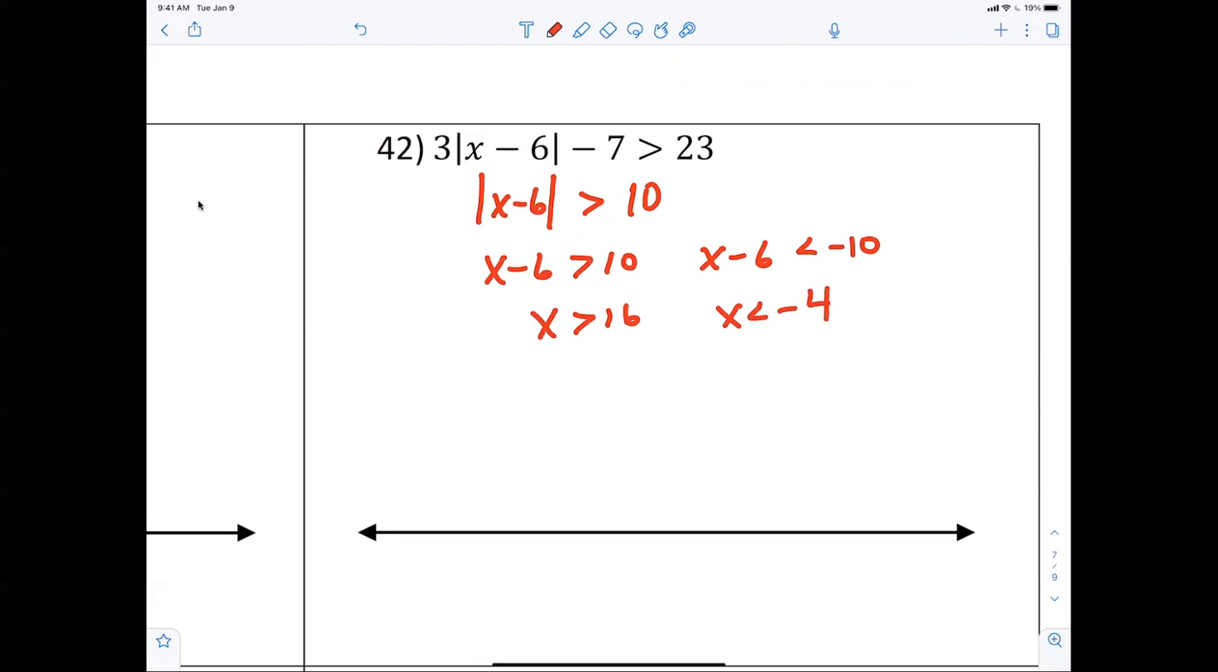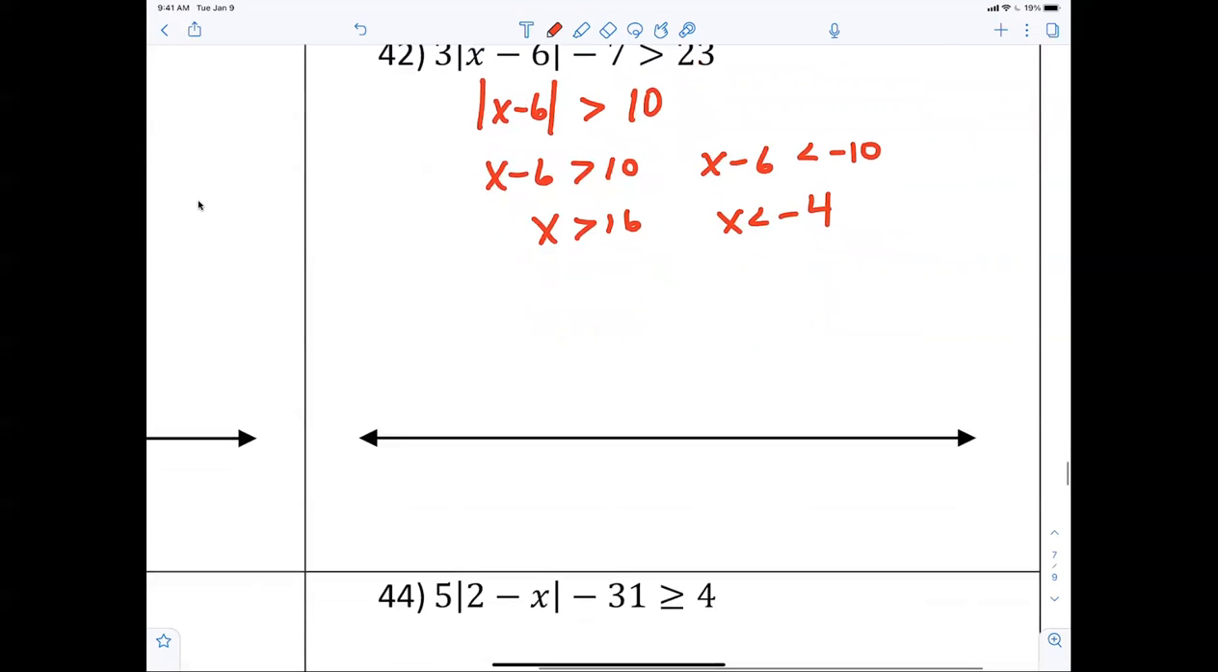I'm confused because we're like 23, wait, what's 23 plus 7? 30. Oh, and then divide. Again, or negative infinity, -4.